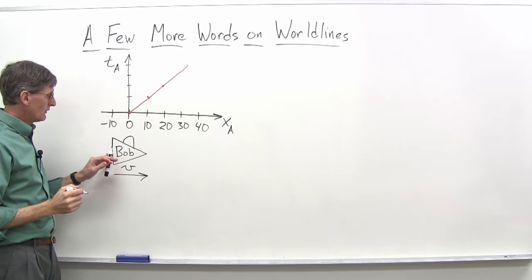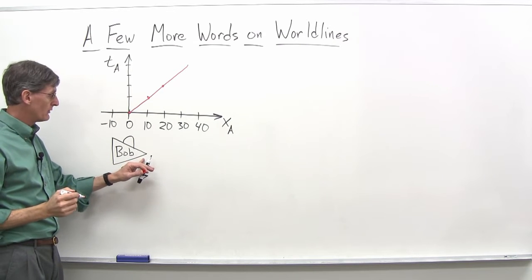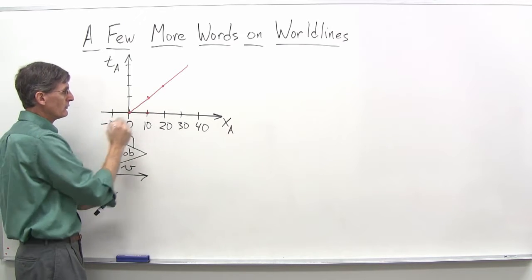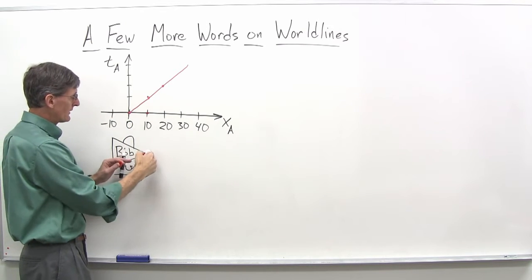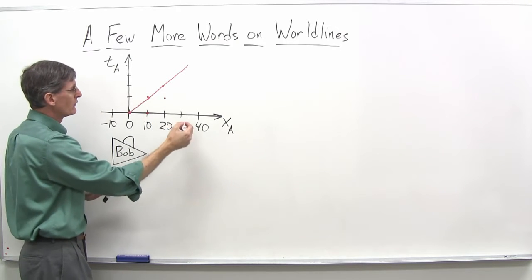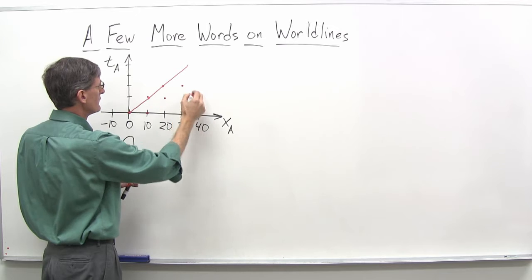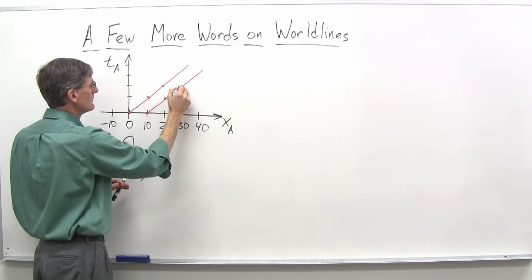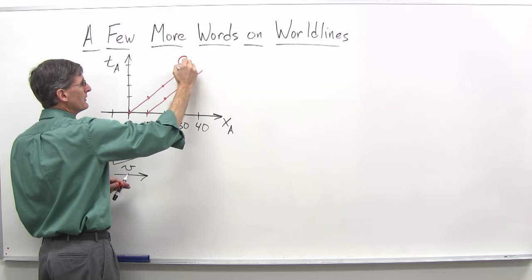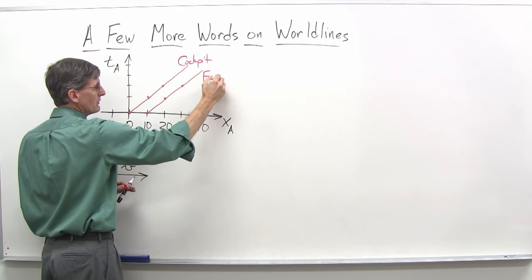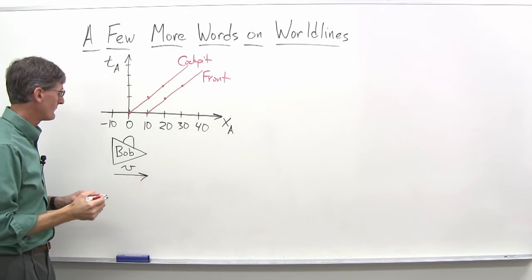What about the front of the ship? Let's do the front of the ship here. At time t equals 0, it's at 10, so it would be there. Then at the next time, it'd be at 20, so it'd be here. And then 30 and 40 and so on and so forth at each time. So the front of the ship, its world line looks like that. This is the cockpit where Bob is sitting. This is the world line of the front of the ship.